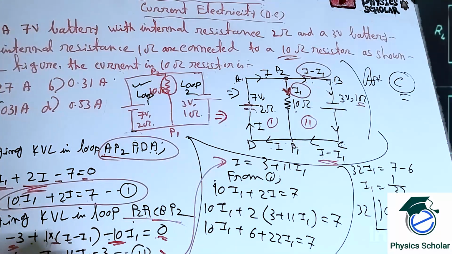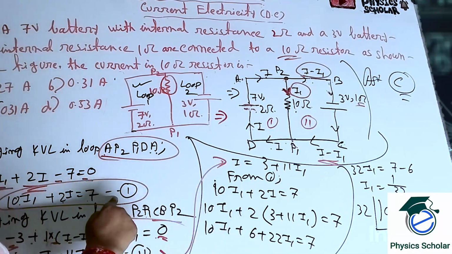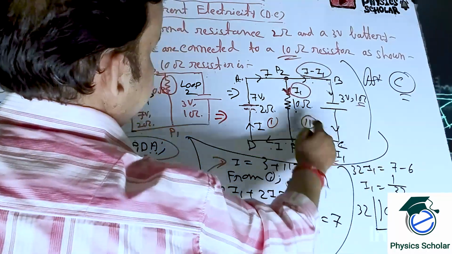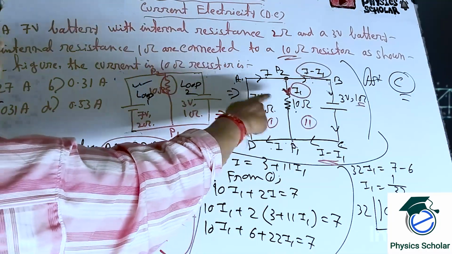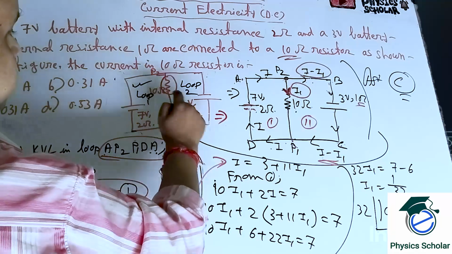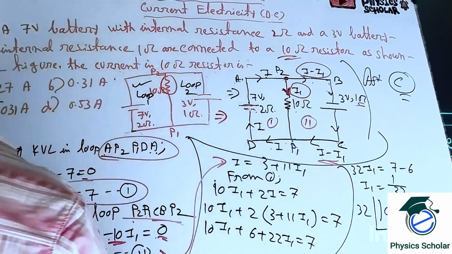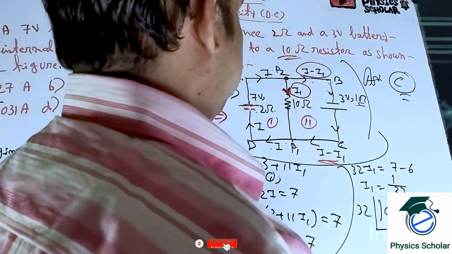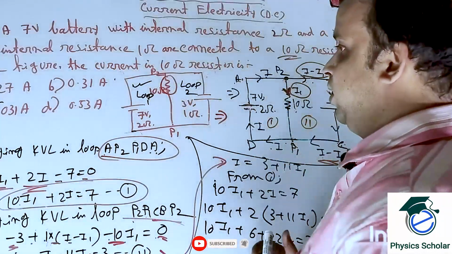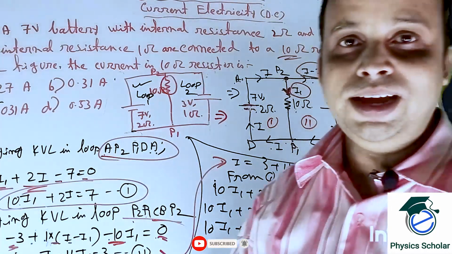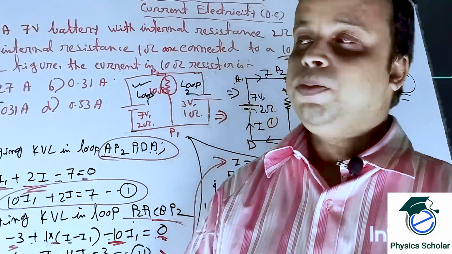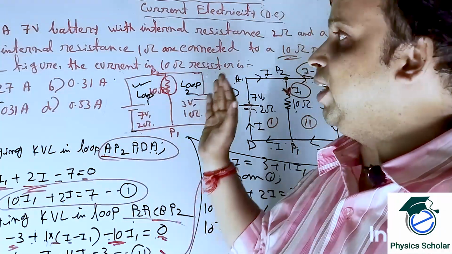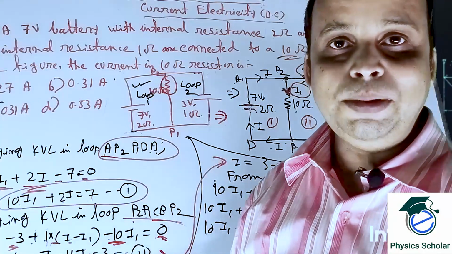By putting the value of I in equation number 1, we get the value of I1. We have to find I1 because it is flowing through the 10 ohm resistor. It comes out to 0.031. So option number 3 will be the correct option. Students, hope you have understood this problem also. Very easy. Now without further delay, let us move to question number 7.